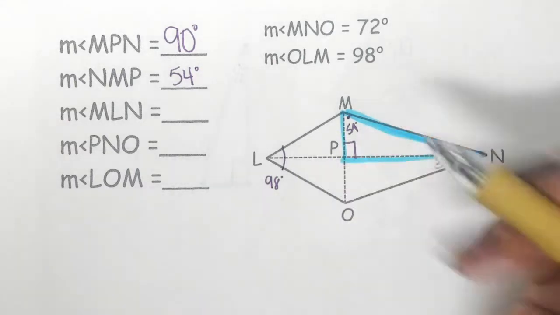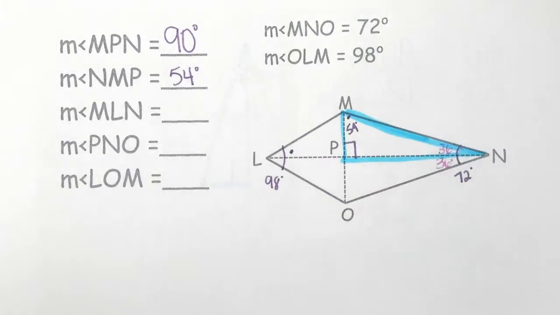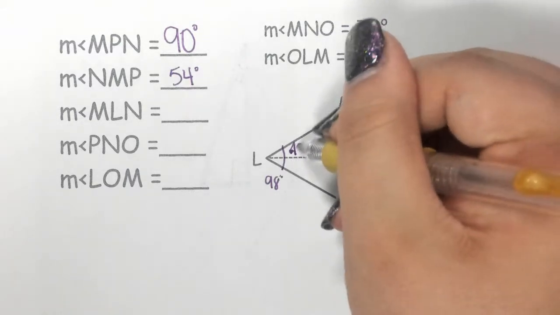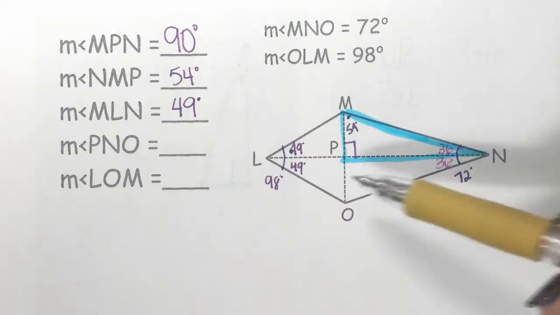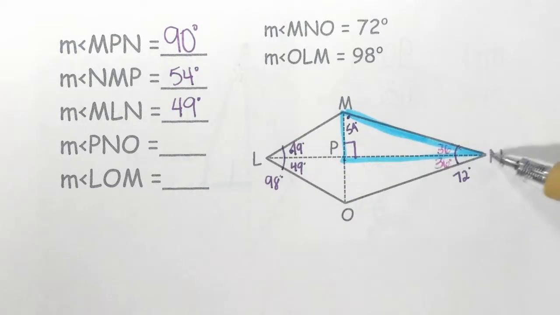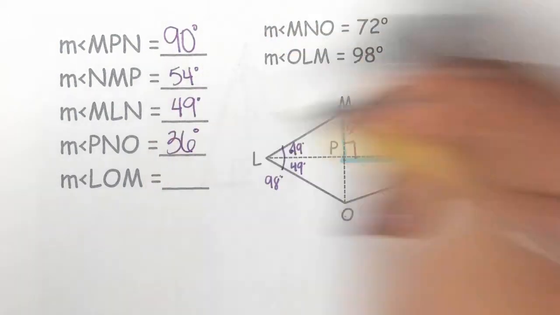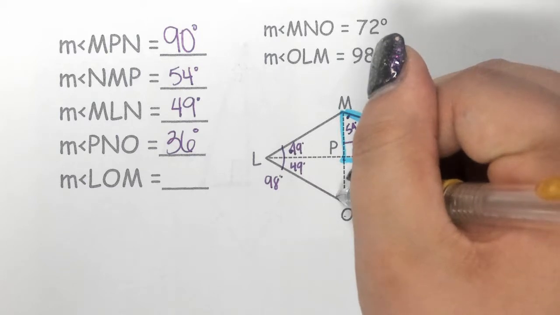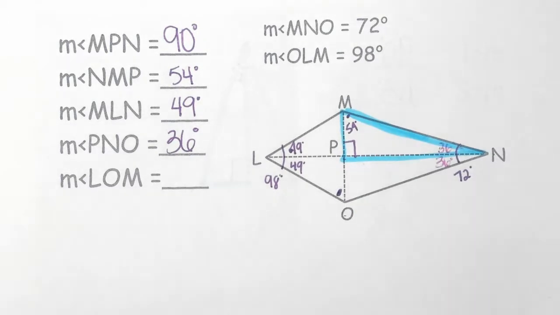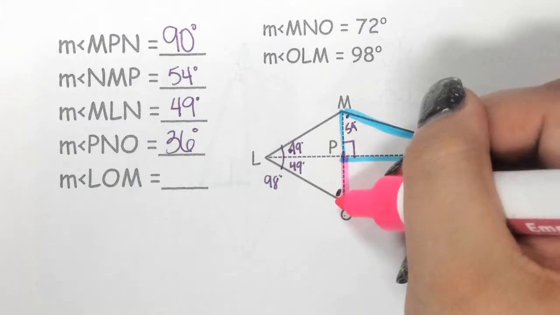MLN. So what is MLN? This angle right there. 37. It bisects. So what is 98 divided by 2? So it's 49 and 49. And what is P? Where's P? P and O. We already have that one labeled. 36 degrees. And what is LOM? So how do I find this one right here?